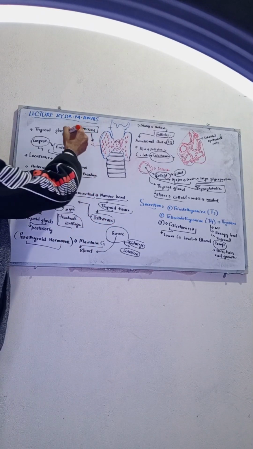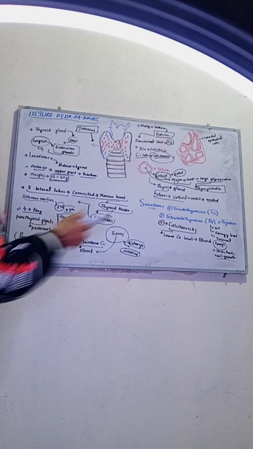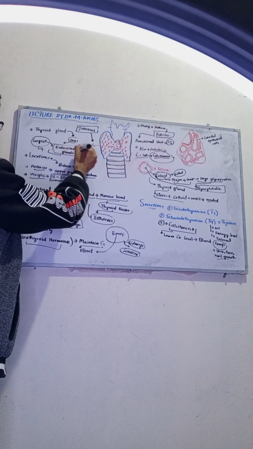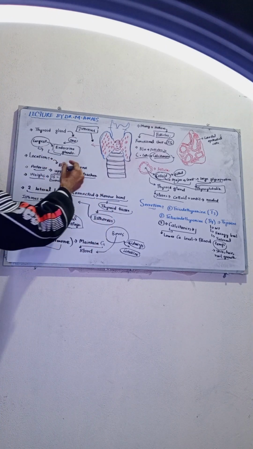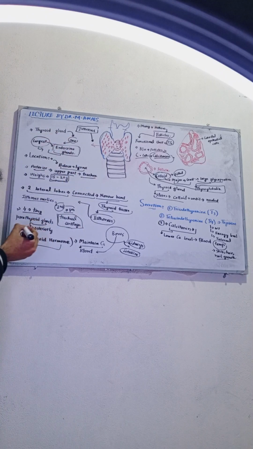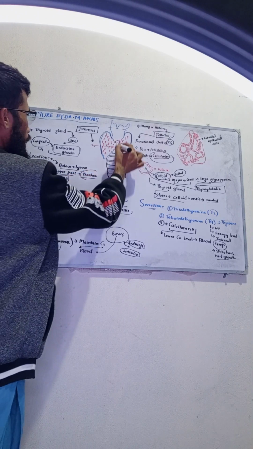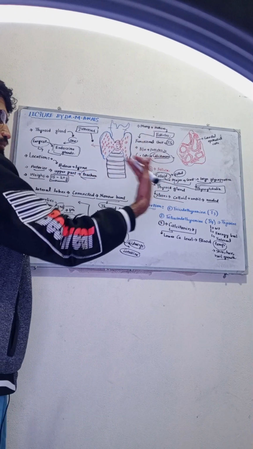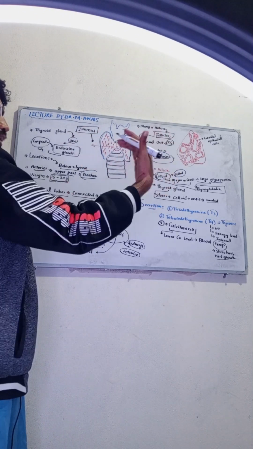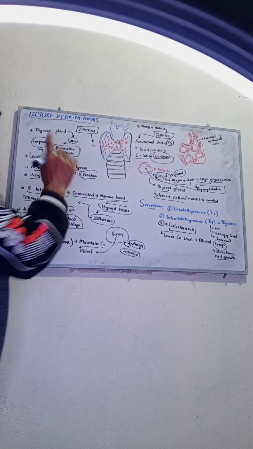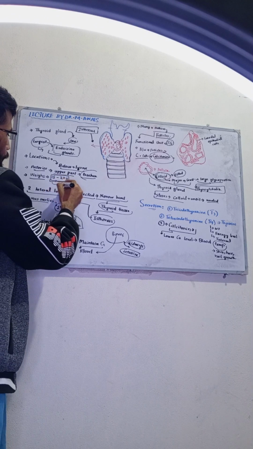Thyroid gland is one of the largest glands among the endocrine glands. Where is it located? It is located below the larynx and anterior to the upper part of the trachea. Anterior means front side to the trachea. It weighs about 15 to 20 grams.